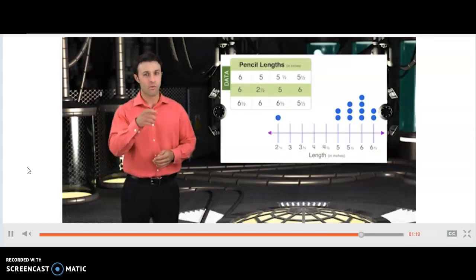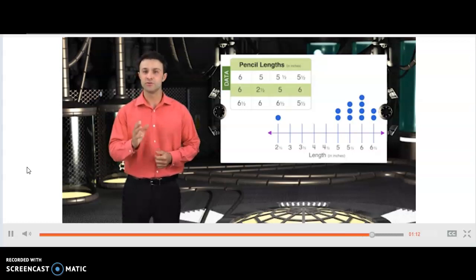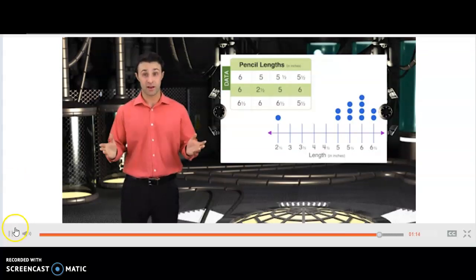So, remember, one way to analyze data is to use a line plot. A line plot makes the data organized and easier to interpret.